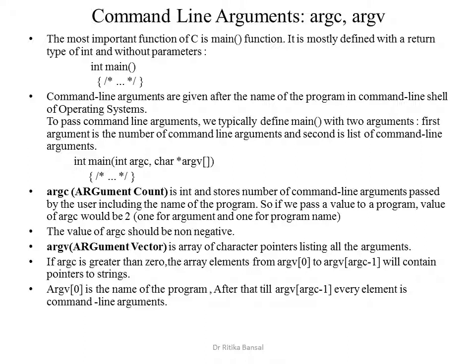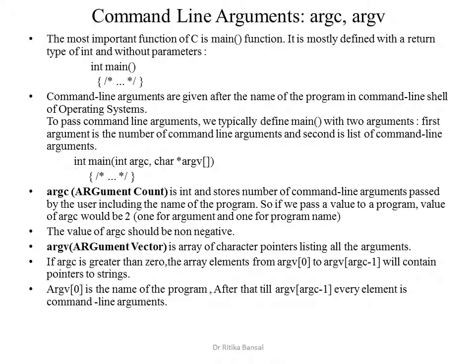So total argument count is 2. One argument is counted for the program name, the second argument is counted for the value A I supplied. So read the third bulleted point, argument count. Counting means int, that's why the data type is int, and it stores the command line arguments passed by the user, including the name of the program.